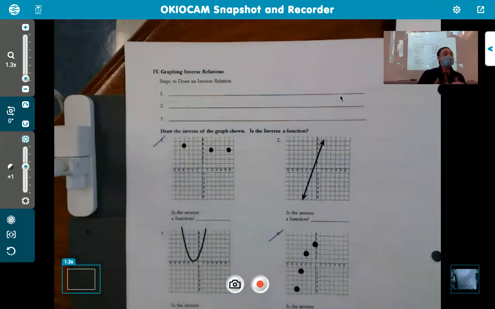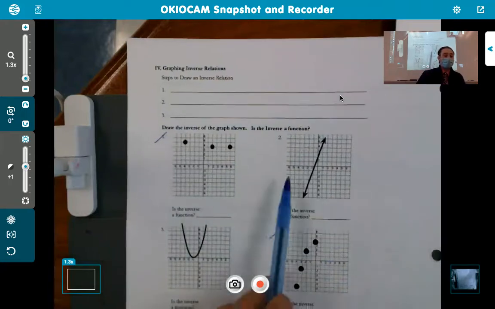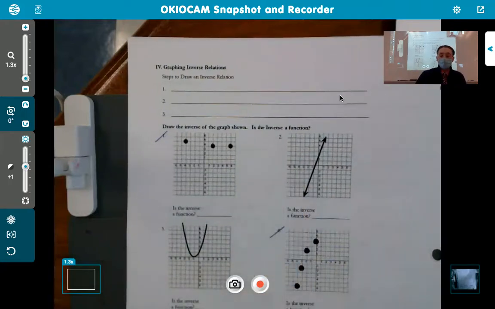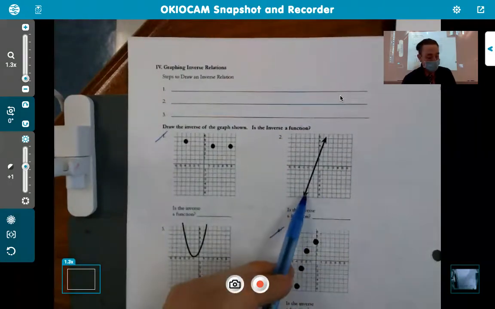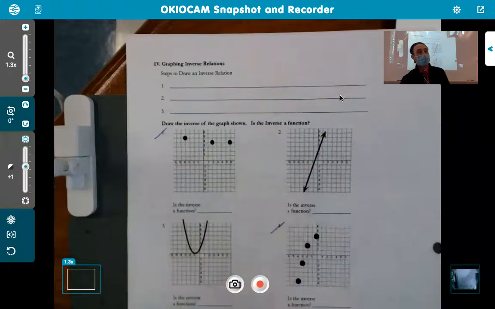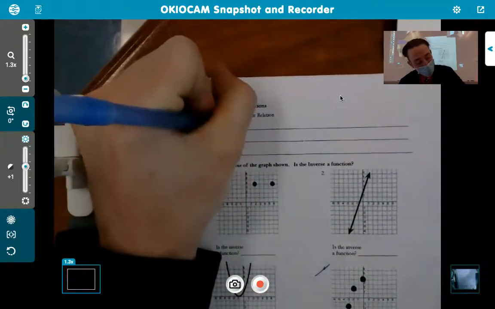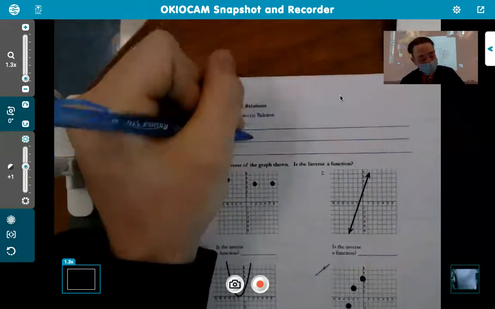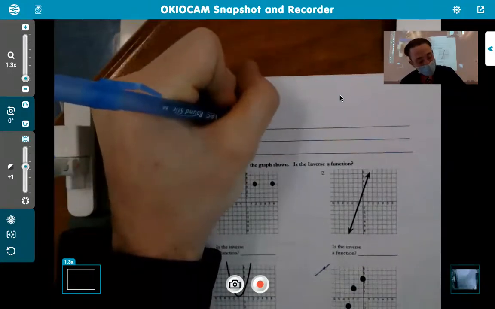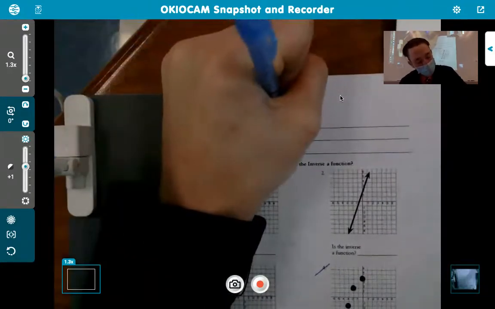So how do we graph inverse relations? We'll do something similar where I'll give you a step, then we'll go through, take a look and use example 2 to help us out with that. And then we'll just keep going back and forth. The first thing that we're going to do, if we're given a graph, is make a table of values for the original graph that we see.